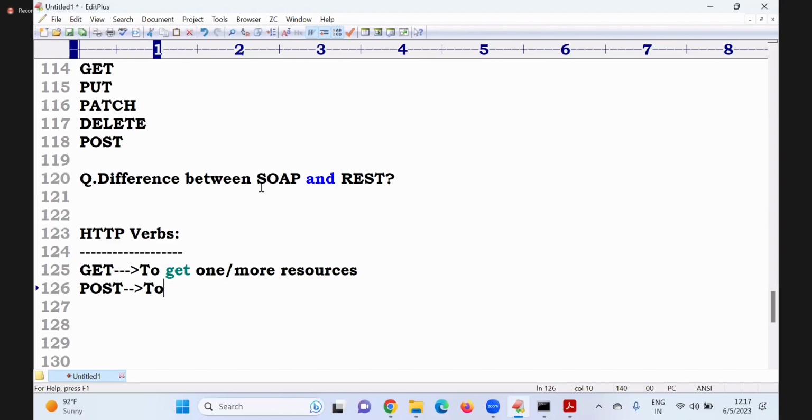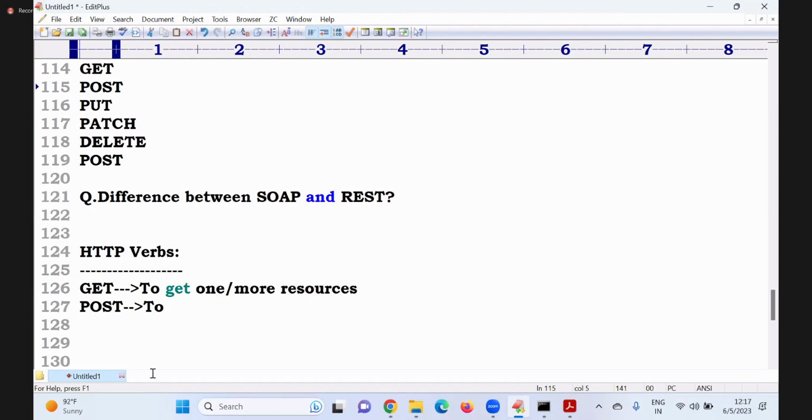Post, sorry. We did not write it here. Post is to create a new resource. Don't tell Django language. In Django, post and get methods are different. Here I want to create one new resource.